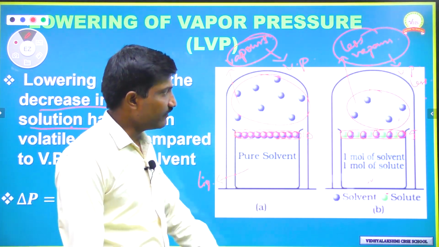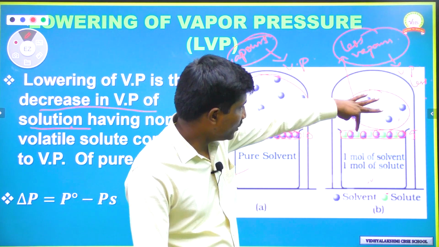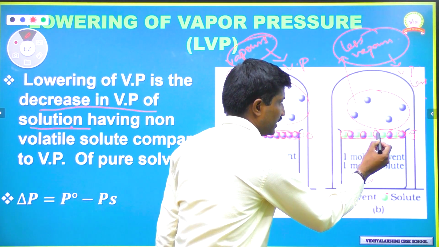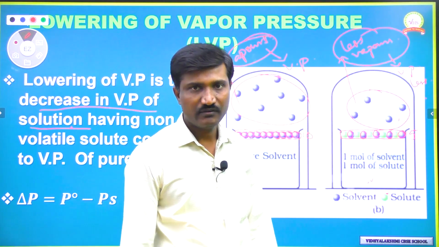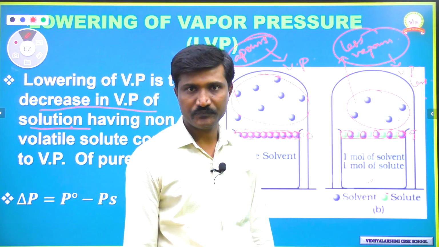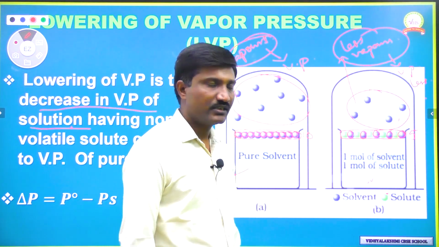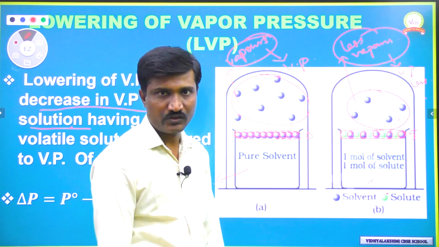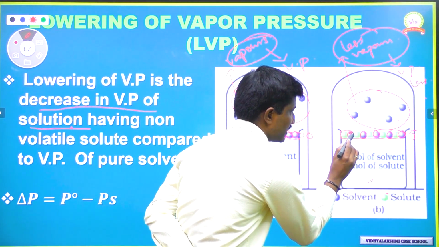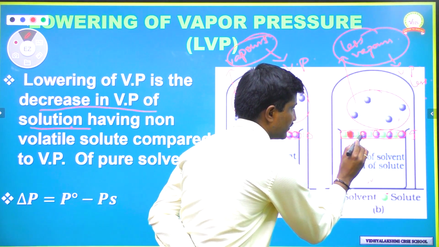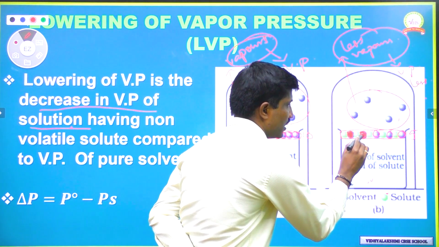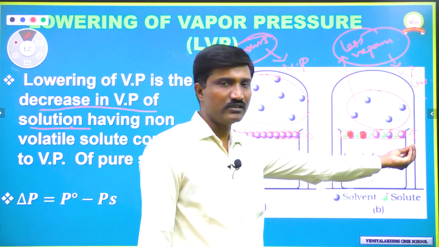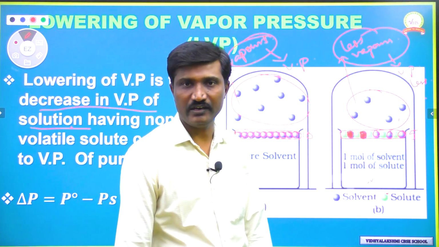Okay, let us take it once again. How many solute particles occupy this surface? 1, 2, 3, 4, 5. 5 solute particles are occupied here. I am assuming that 2 more solute particles are occupying the surface. Let us take this one also as a solute particle, and this one also as a solute particle. Now, how many solvent particles are there? 2 reduced, so now 3 solvent particles.